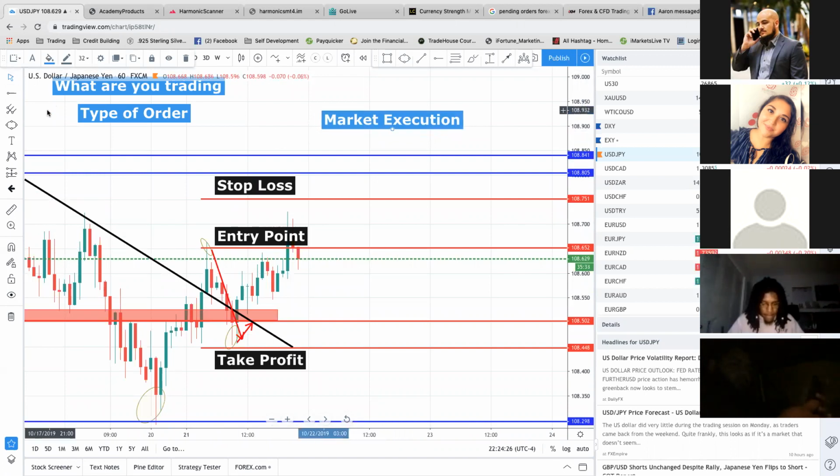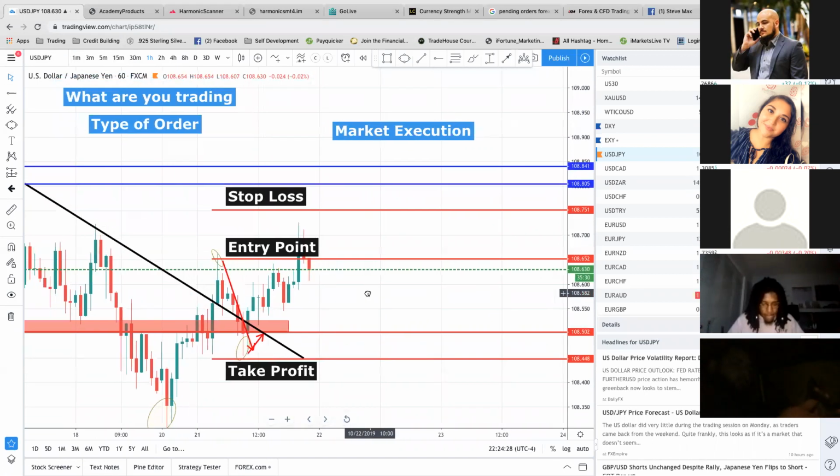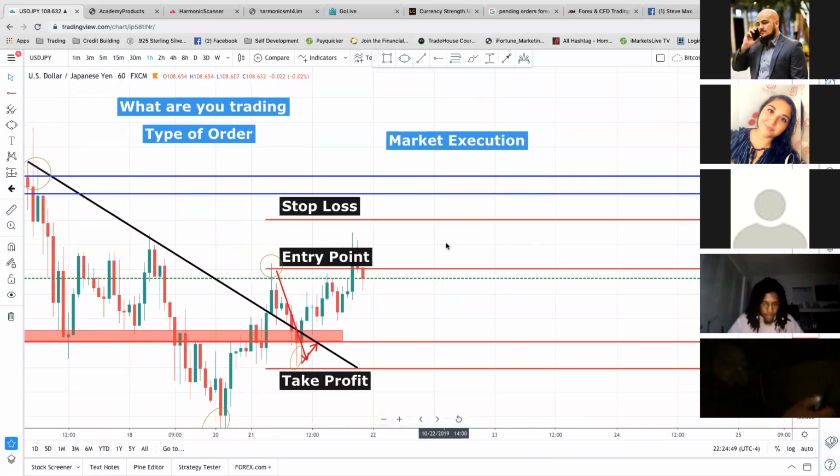Here I'm going to give you the example of UJ. Let's say that this was the entry price. Now, forget these candles right here, guys. Pretend that this was your entry point right here. For this example, let's say the entry point was 108,652, which is this red line right here.